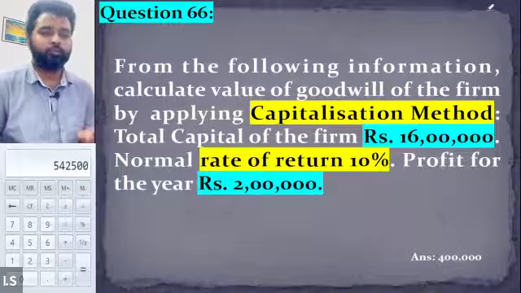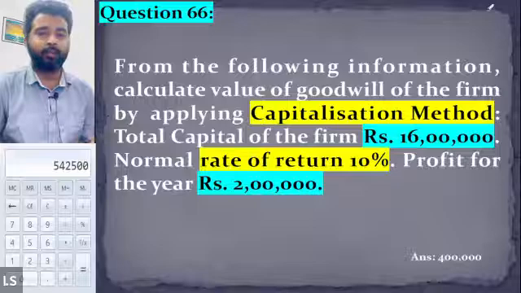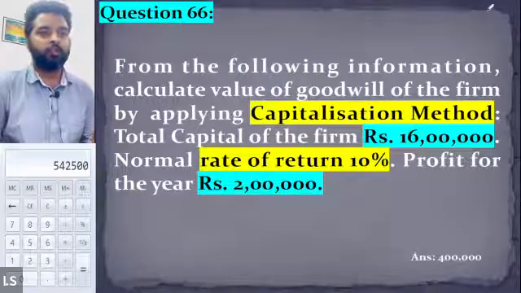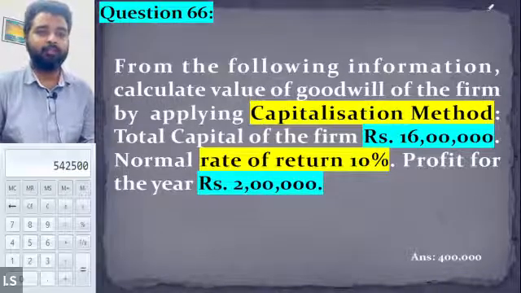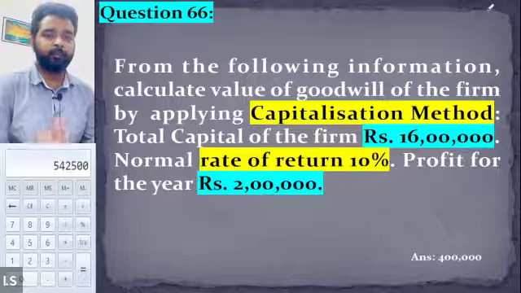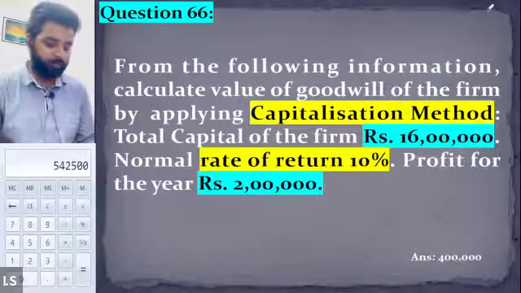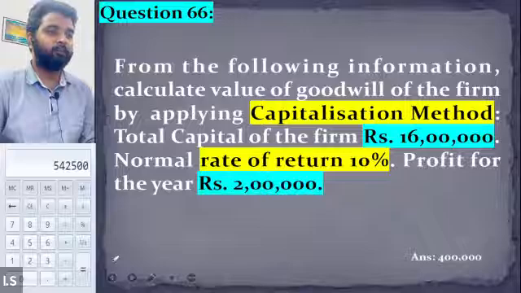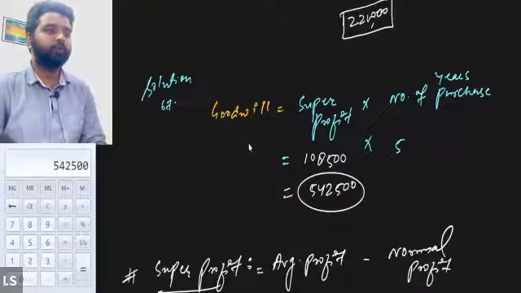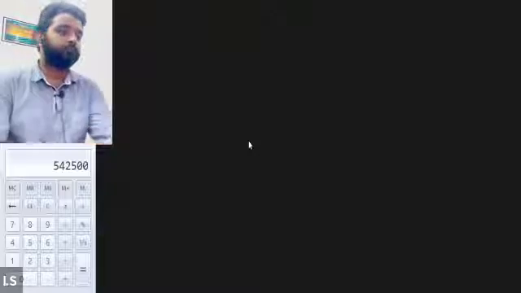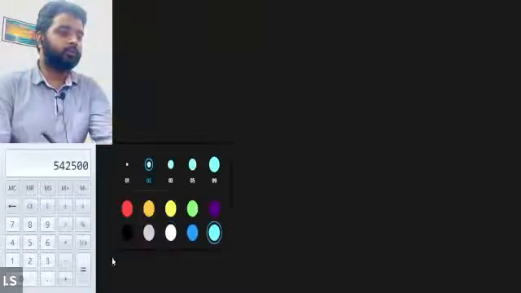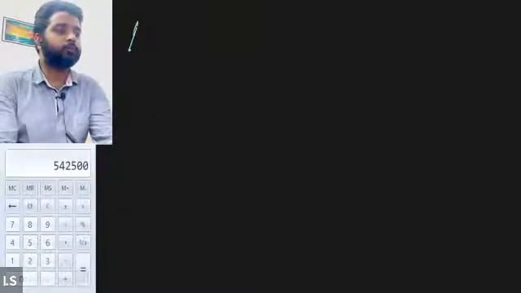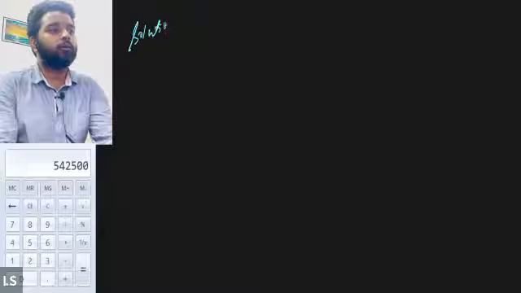See, the question only tells us that we need to apply the capitalization method, but it is not telling us whether to apply the capitalization of average profit method or the capitalization of super profit method. That means we will have to solve this question by both methods. Got it, everyone? Yes, sir. Okay, so let's quickly solve this question. Solution to the question.